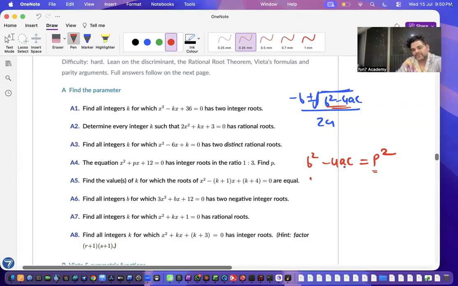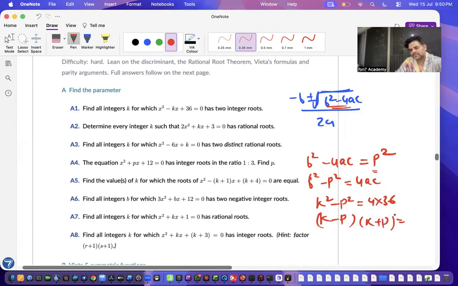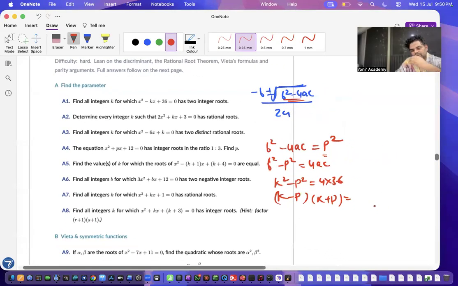Okay, and then we'll see what to do. So b square minus 4ac. b is what? k square. p is what? You don't know. 4a is 1, c is what? 36. So this, k minus p, k plus p is 36. No, 4 times 36 is 144. So anyway, this is like 12 and k will be equal to plus minus 12.